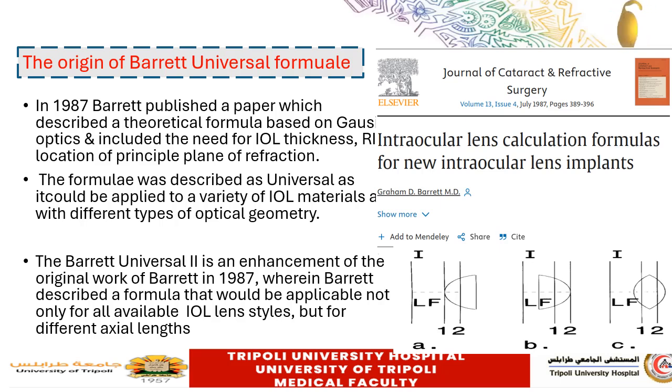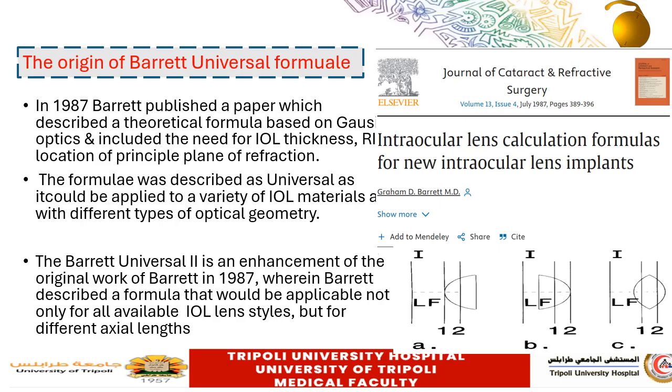As I said earlier, Dr. Graham Barrett published a paper in 1987 about the theoretical principle of the Barrett Universal formula. He used the term universal because it can be applied for all varieties of lenses and all types of eyes: medium, short, and long eyes. And he described it in relation to the A constant. You will find here that the A constant of the lens and the manufacturer is important in this formula. And the main principle depends on thick lens optics.